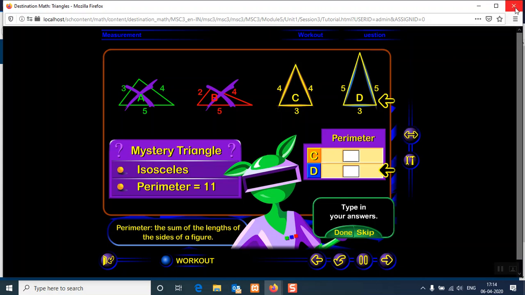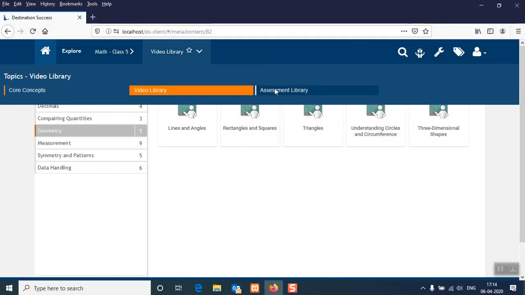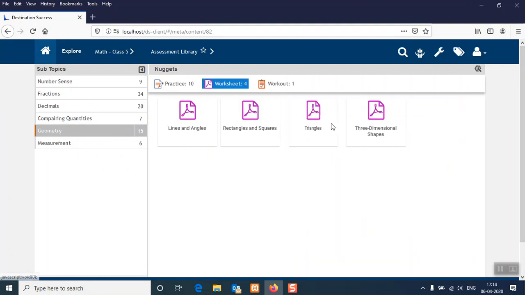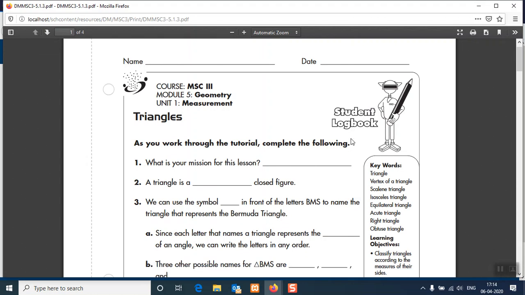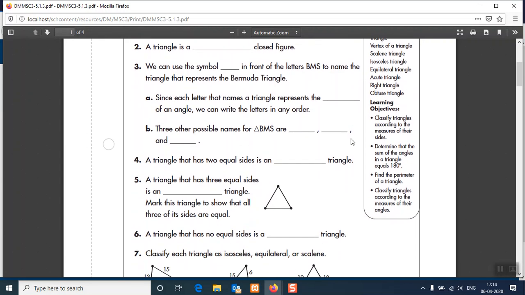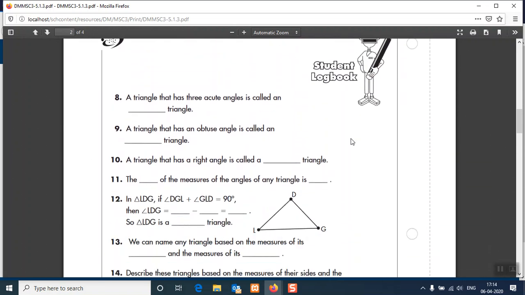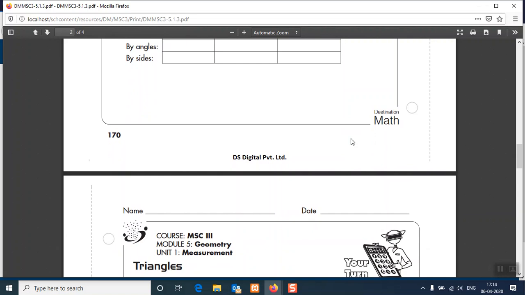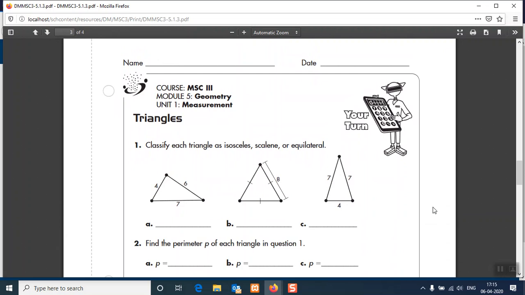After this, we also have inbuilt assessments. So now I will go to my library of assessments. I will just take one worksheet on triangle. So this is my worksheet on triangle. So this can be used as an assessment, this can be used as an assignment, this can be used as a homework. So we have just seen the learn, practice, assess levels of a student using destination success.